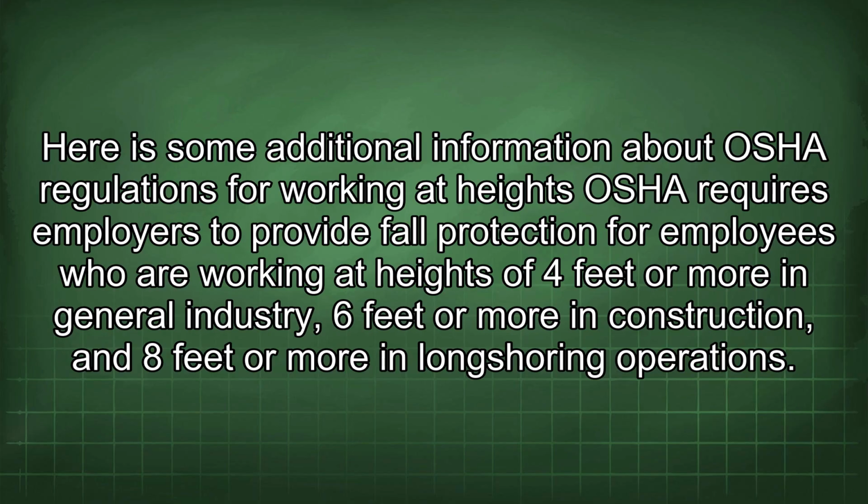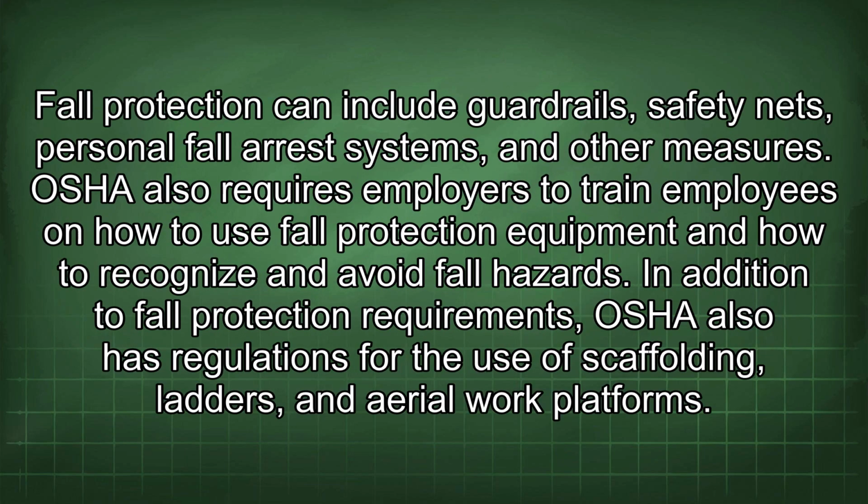OSHA requires employers to provide full protection for employees who are working at heights of 4 feet or more in general industry, 6 feet or more in construction, and 8 feet or more in longshoring operations. Full protection can include guardrails, safety nets, personal fall arrest systems, and other measures. OSHA also requires employers to train employees on how to use fall protection equipment and how to recognize and avoid fall hazards.